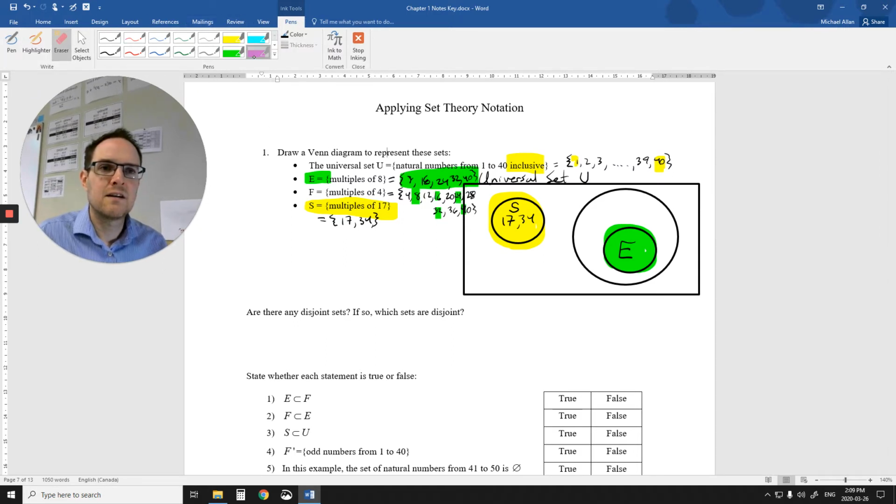Okay. Now, F is the one that has E in it. There's E there, but it also has additional pieces. So I could say F is this larger piece here.